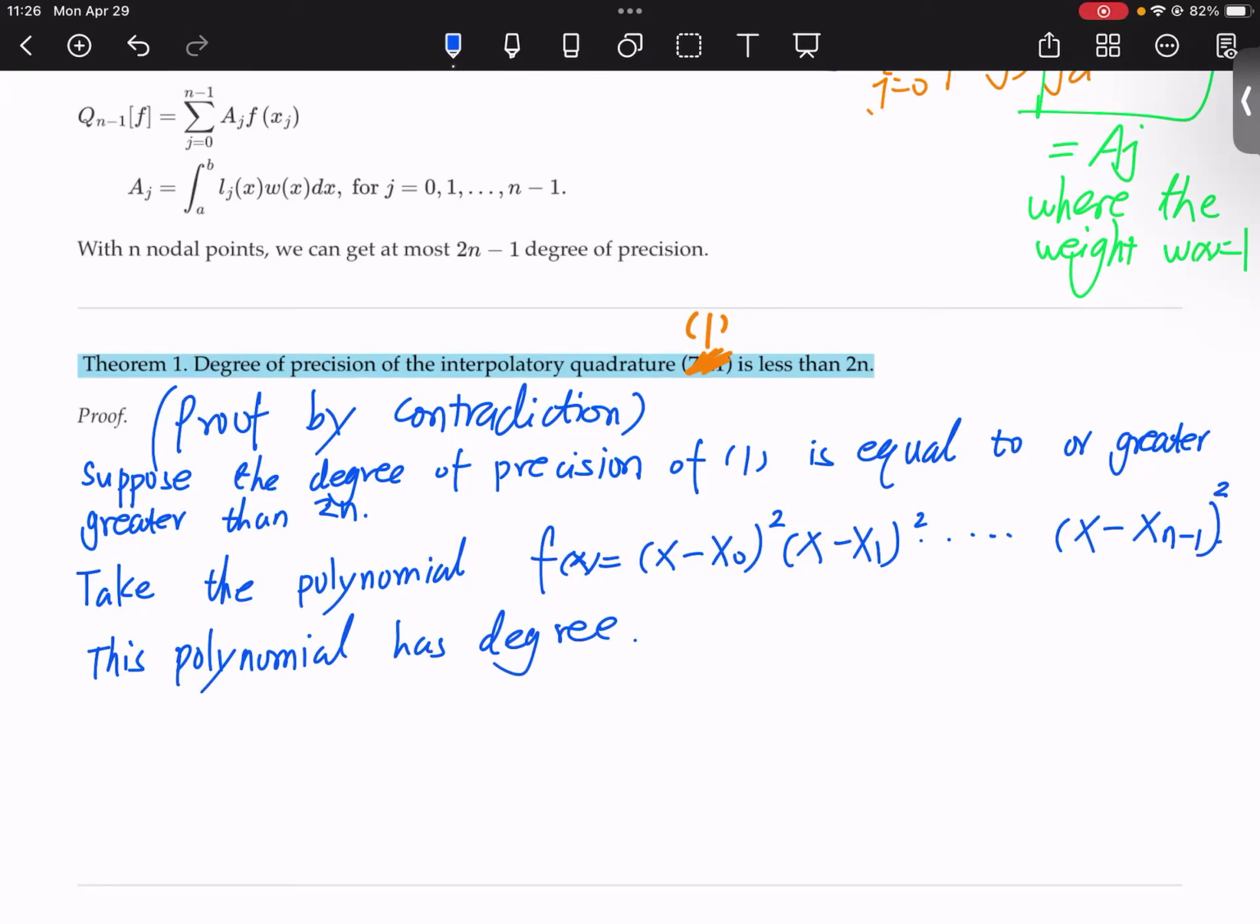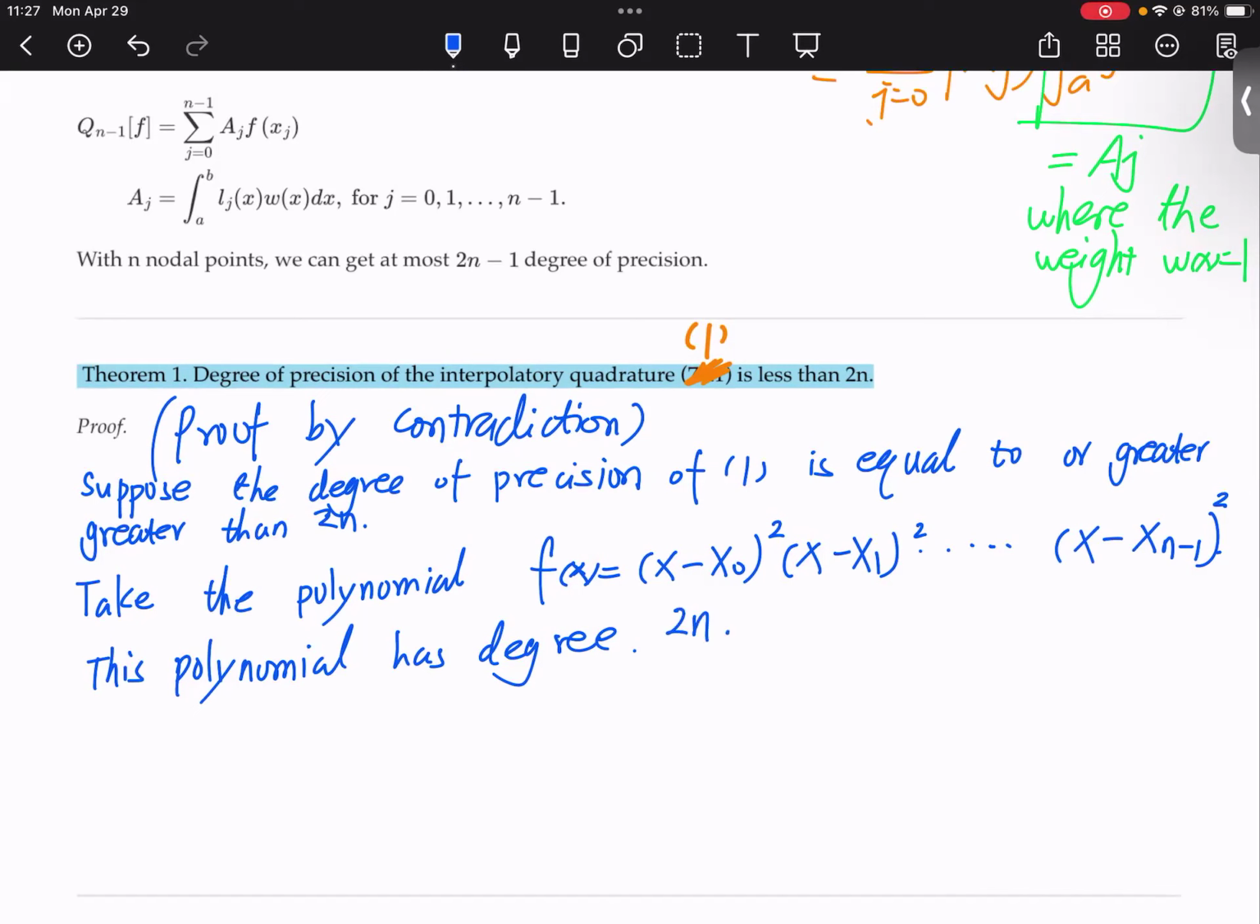For the first item, you can write this out as x squared plus x0 squared minus 2 x0 x. So this part has a degree of 2, right? And we have degree 2 here and degree 2 here. How many items do we have? We have n items with degree 2, which means this polynomial has degree 2n. Does it make sense? So here we have degree 2n.